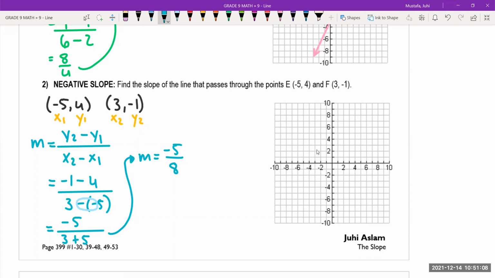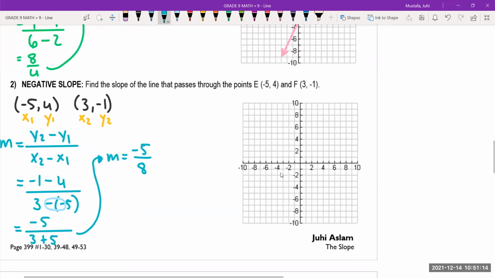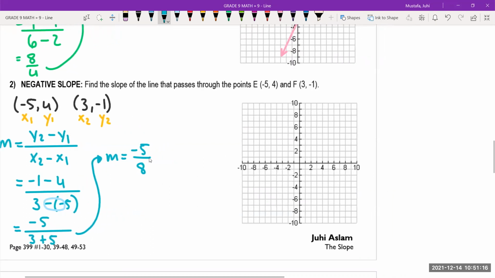But just for fun, let's go ahead and check our solution. We're going to do the same thing as before. We're going to graph it. We're going to do rise over run, and we're going to see if we can get the same answer as we got over here. Okay, so -5, 4 is right here. 3, -1 is right over here. Connect those 2 points.